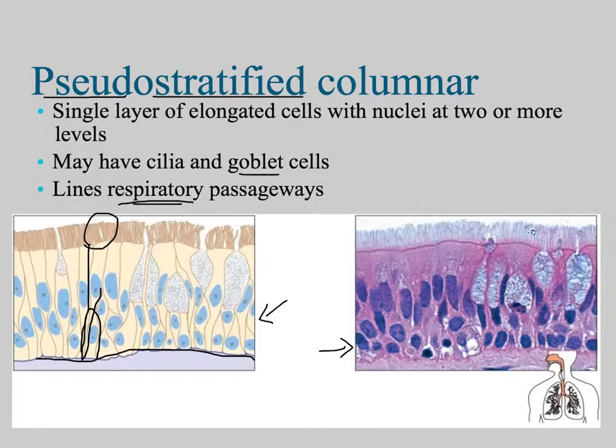The goblet cells that are involved with these cells are producing the mucus that catches dust particles and the bacteria that you inhale, and traps them before they get to your lungs so that you can cough them up and get rid of them. So these look like they are more than one layer of cells, but it is really just a single layer, with the nuclei at different levels. Some are higher, some are lower, and it appears to be stratified. So it's a pseudo-stratified columnar.